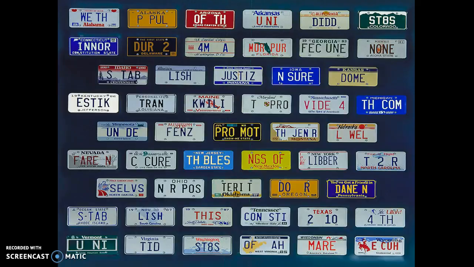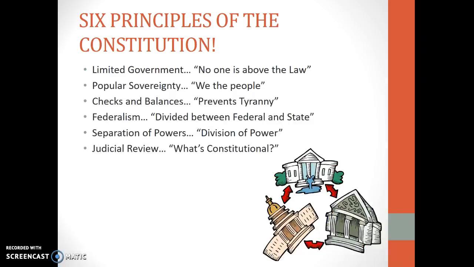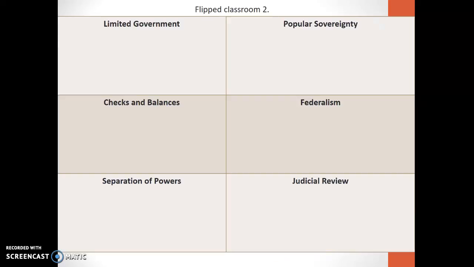All right, so we have a federal system now. These are the 6 principles of the Constitution. There's limited government, no one is above the law, popular sovereignty. That's the We the People section of the preamble, the idea that people rule, checks and balances to prevent tyranny, federalism, division between federal and state governments, separation of powers, and then judicial review, what is constitutional and what isn't. And that last bit, of course, isn't actually in the Constitution. It was added by the Supreme Court itself in Marbury versus Madison.